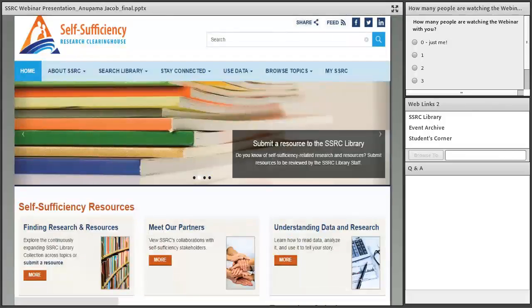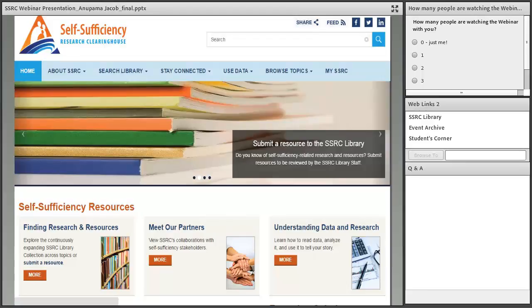I want to open with a very brief introduction to the Self-Sufficiency Research Clearinghouse. The home page is shown here. The Self-Sufficiency Research Clearinghouse is a virtual portal of research and other resources related to self-sufficiency. It functions as an online community for researchers, practitioners, and other stakeholders interested in self-sufficiency, employment, and family and child well-being.